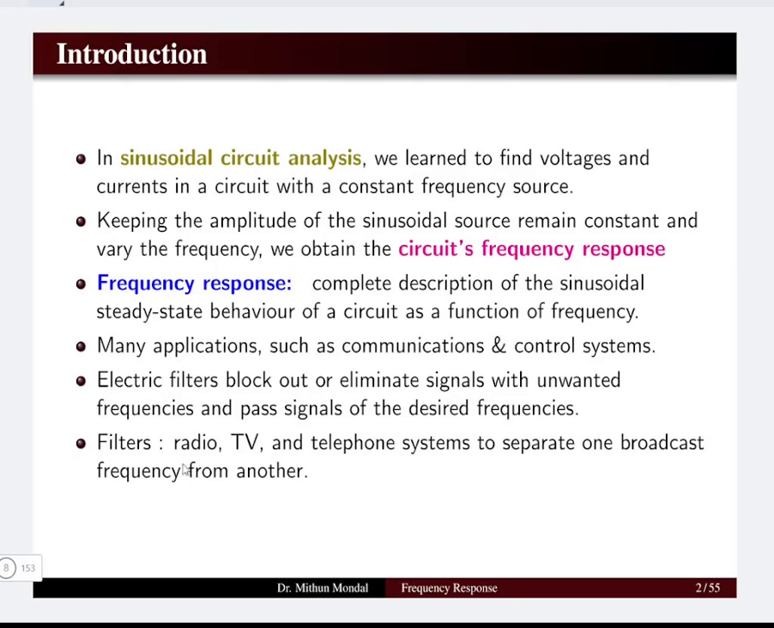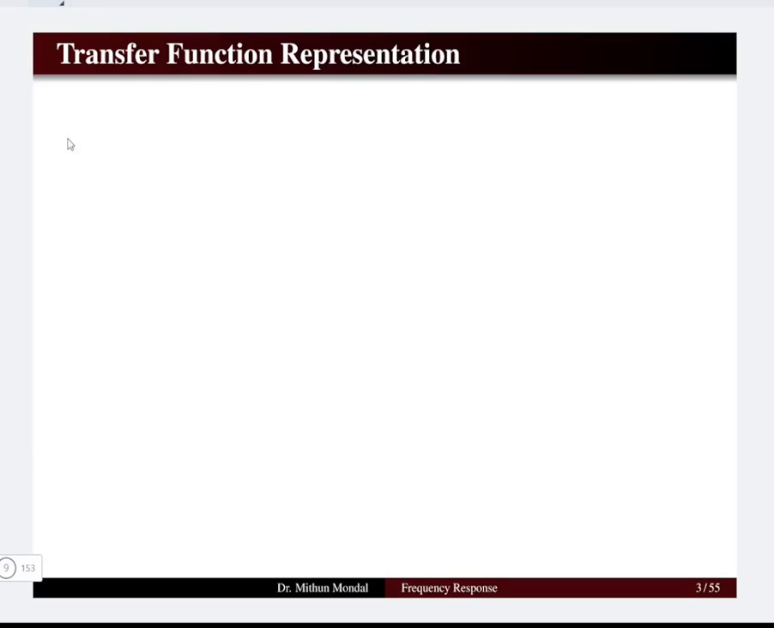Filters are basically used in radios, televisions and telephone systems to separate one broadcast frequency from another. So there are a number of applications where the frequency response of the system will be required. We have studied the transfer function introduction in the previous lecture. We will focus our discussion on the frequency response analysis using the transfer function representation.